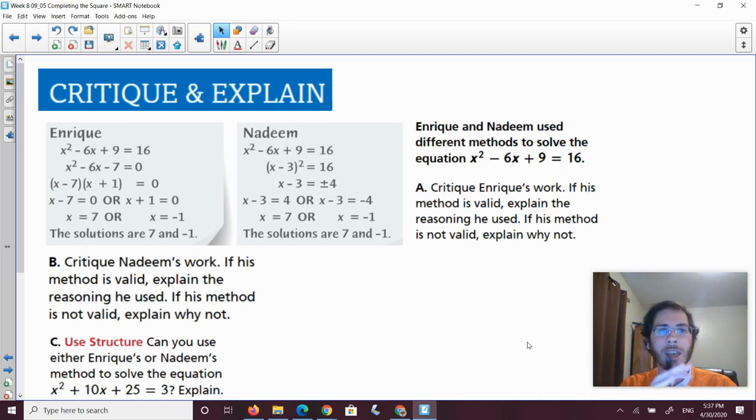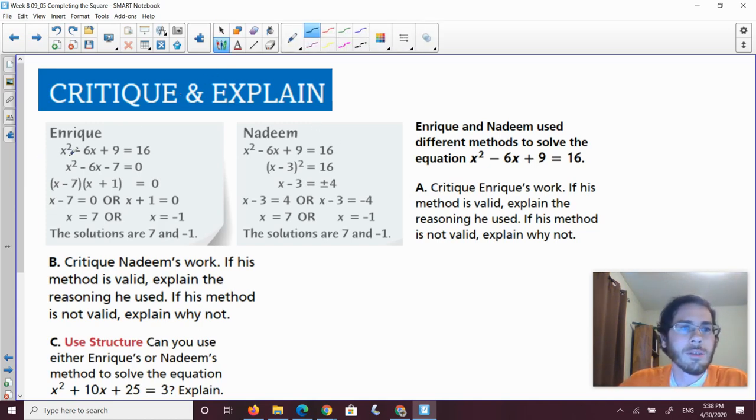So Enrique and Nadim, they solved this equation. They did it two different ways. So part A says to critique Enrique's work. If we look at what Enrique did, he took x squared minus 6x plus 9 equals 16, and it looks like he subtracted the 16 from both sides. So that looks pretty decent. So it looks like we're going to do our zero product property.